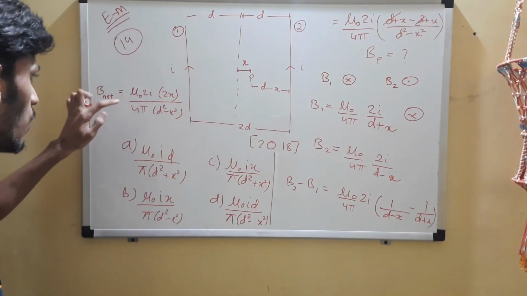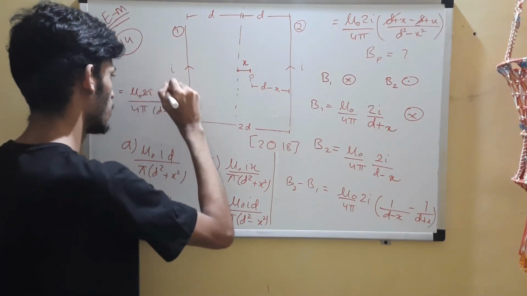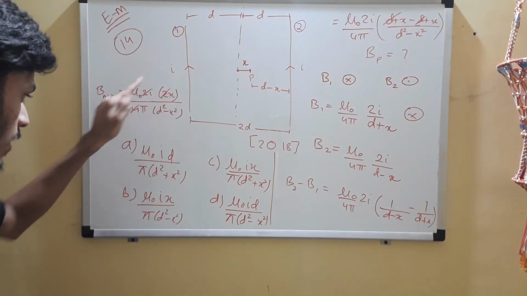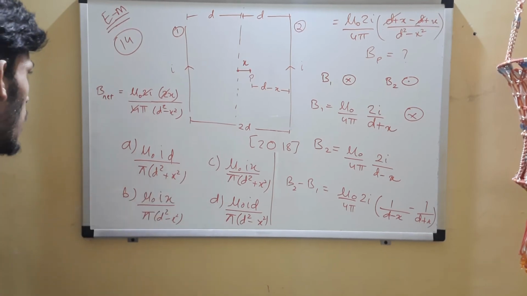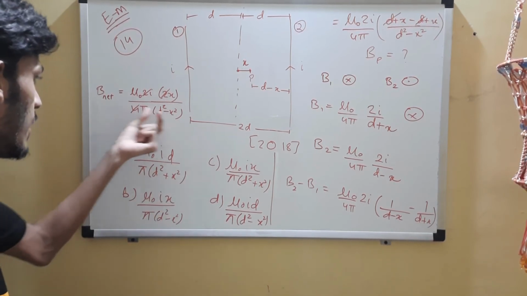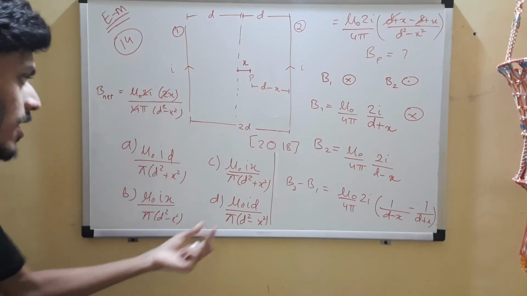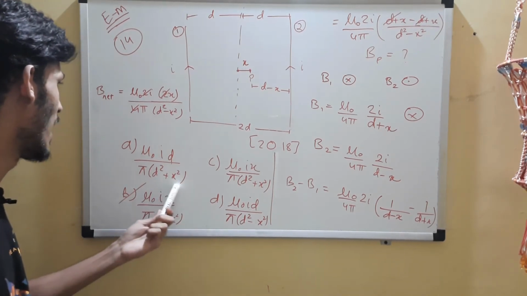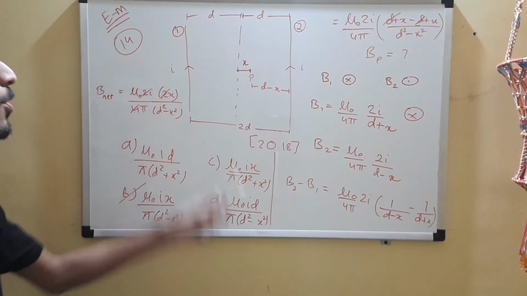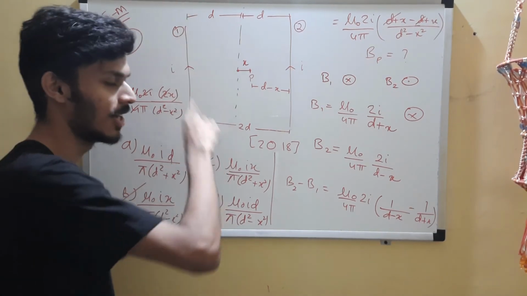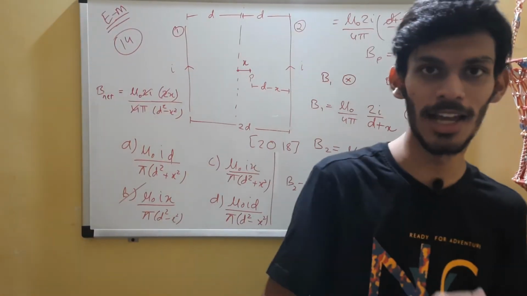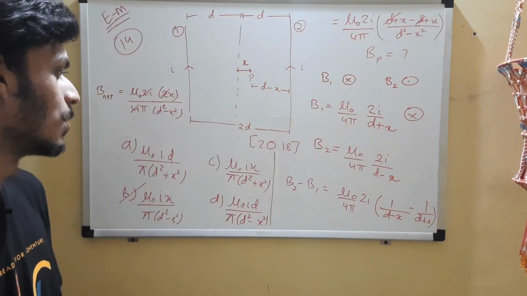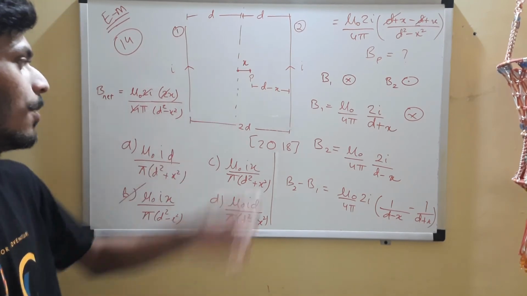So mu 0 4I, I can cancel this 2, 2 and 4. Right, so mu 0 Ix, so either option B or C, pi D square minus X square. Here it's plus, so option B is the correct choice over here. So mu 0 Ix upon pi D square minus X square. So find magnetic field at point P due to wire 1, find magnetic field at point P due to wire 2, B2 minus B1, because B2 is more in magnitude. Okay. So yeah, that is how you find net field at point P.